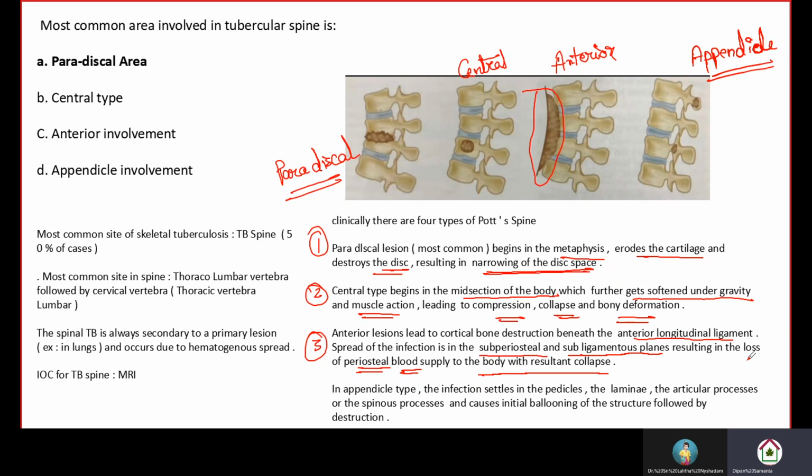Appendicular type: the infection settles in the pedicle, lamina, and articular process of the spinous process, and causes initial ballooning of the structure followed by destruction. So the investigation of choice for TB spine is MRI. And spinal TB is always secondary to a primary lesion and occurs due to hematogenous spread. These are the four types of Pott's spine.